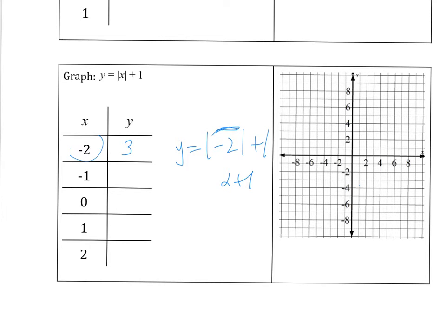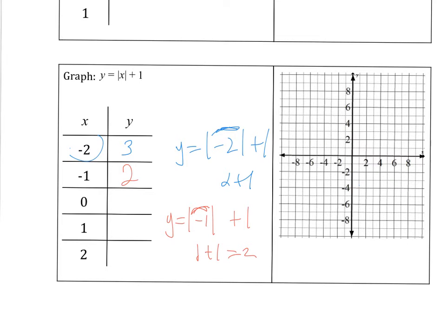Moving on, if I let x equal -1, we get y equals the absolute value of -1 plus 1. Again, inside the grouping symbol, there's just that simple number. So to get rid of that grouping symbol, I'm going to take the absolute value of -1, which is +1. 1 plus 1, we all know, is 2. So if x is -1, y is going to be 2.